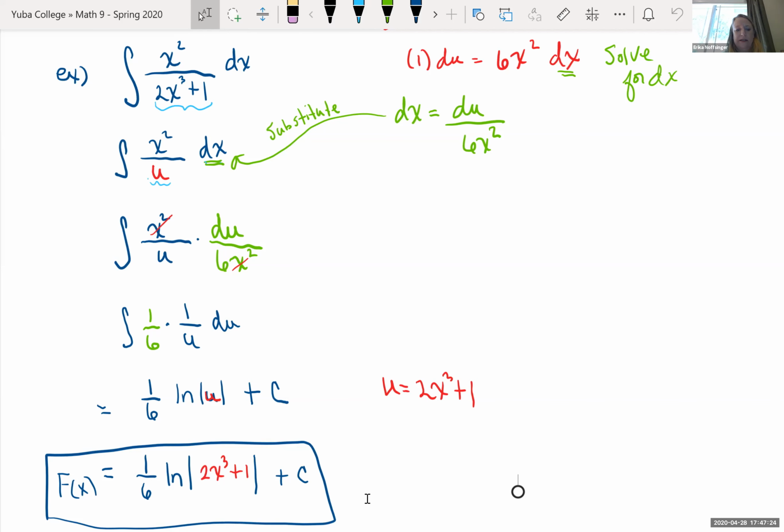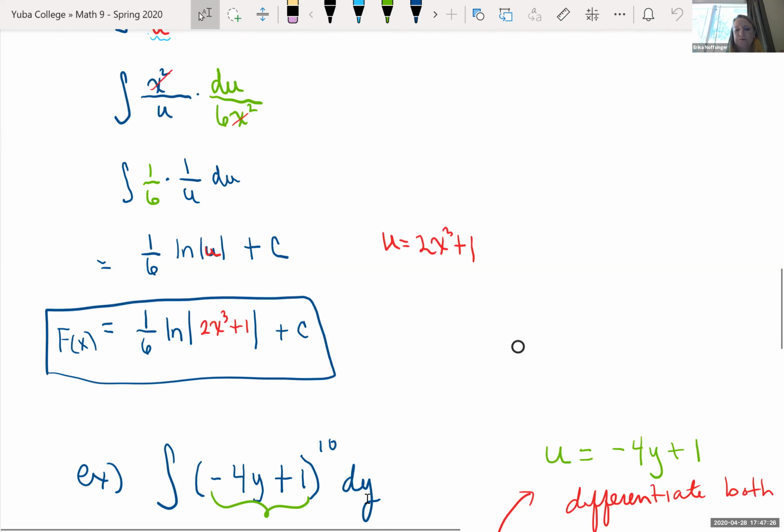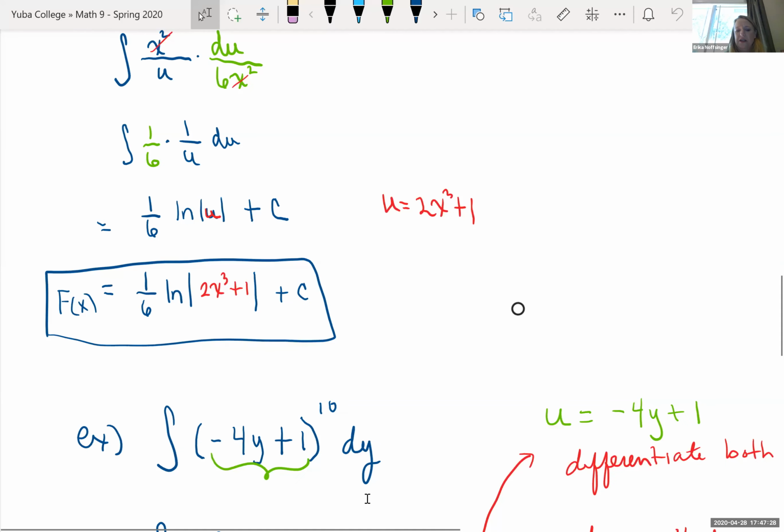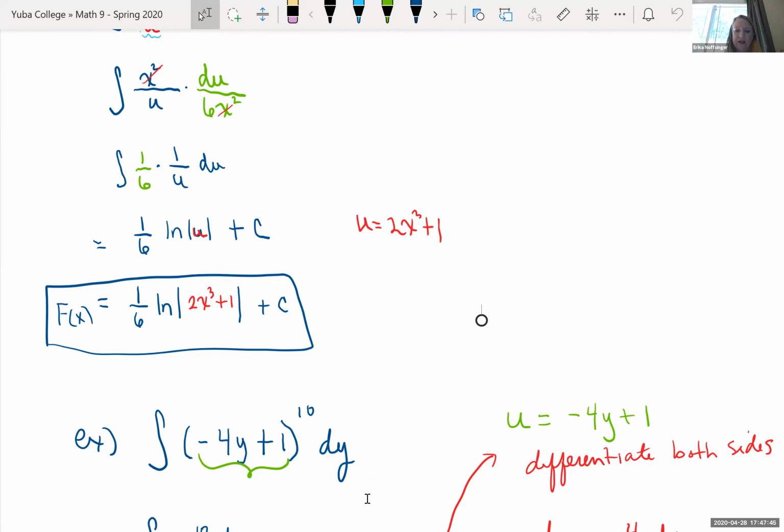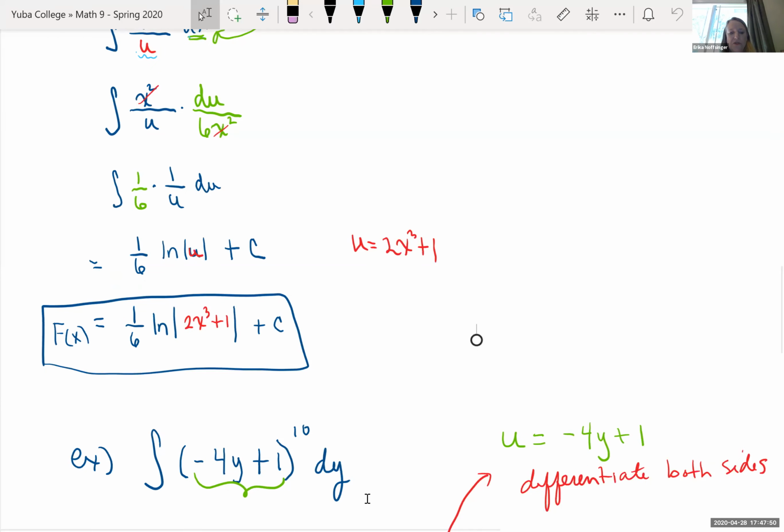I guess I can quickly talk about it. Basically here, I could take the antiderivative of this by multiplying out -4y plus 1 by itself 10 times, but that would be really tedious. And I probably would make some arithmetic errors when I was combining like terms or distributing. So in order to get rid of that, we can also use u substitution here, because we can take the antiderivative of u to some power, and that's pretty easy.